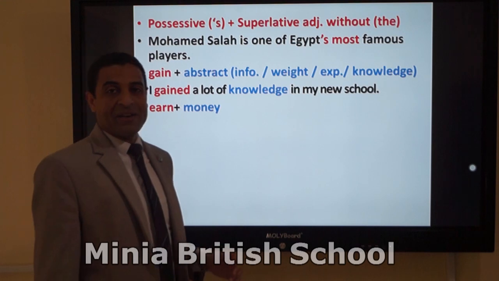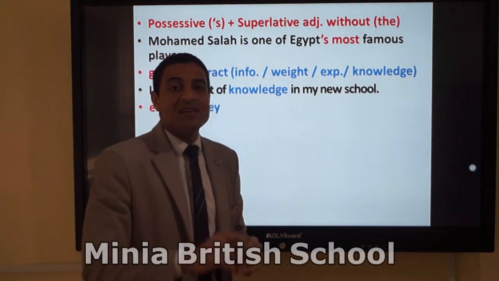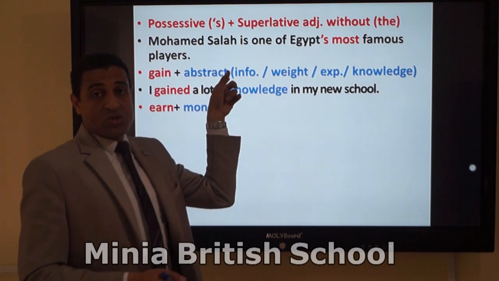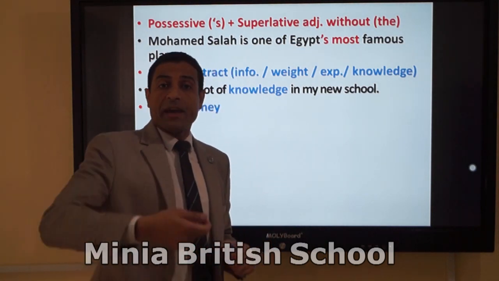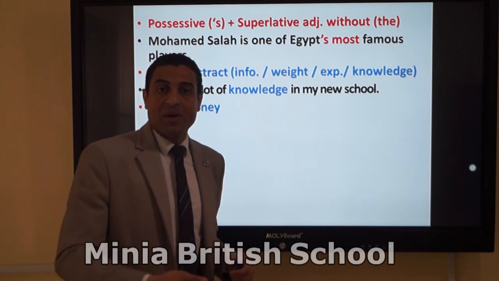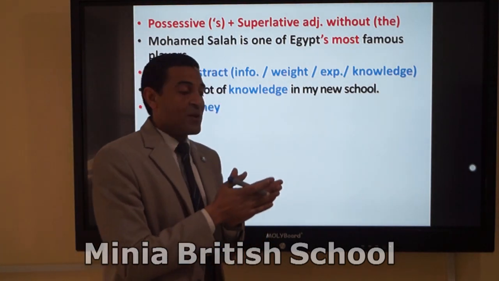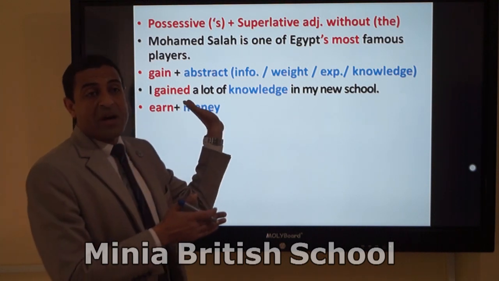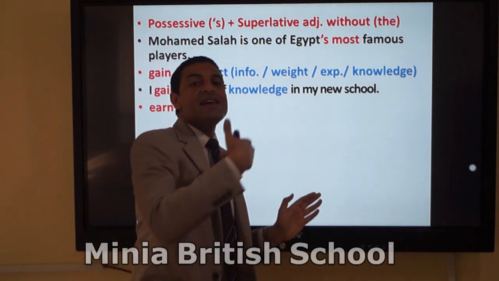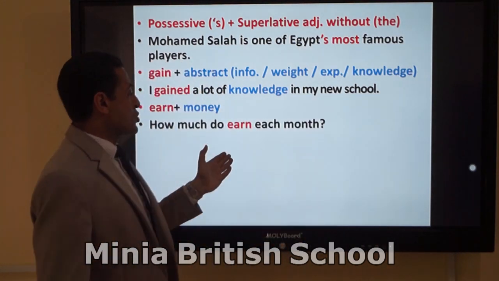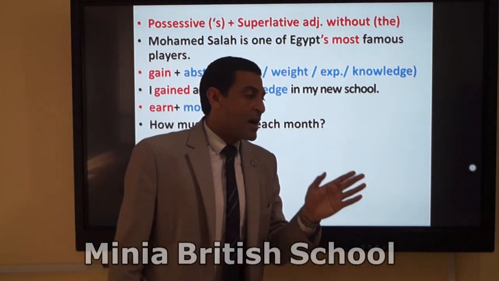And this one, earn money. Get money, it's the same, earn money. I cannot say gain money. Is money an abstract noun? No, it's called a concrete noun, because I can touch money and I can catch money, so I use it. So here, earn together with the word money. I cannot say gain money, I say earn money. I cannot say earn information, I say gain information. And here: How much do you earn each month?